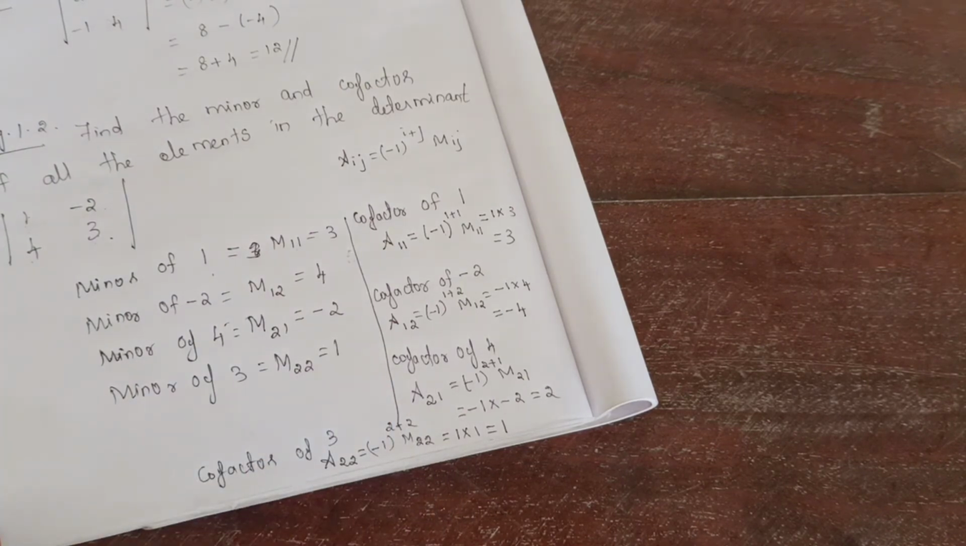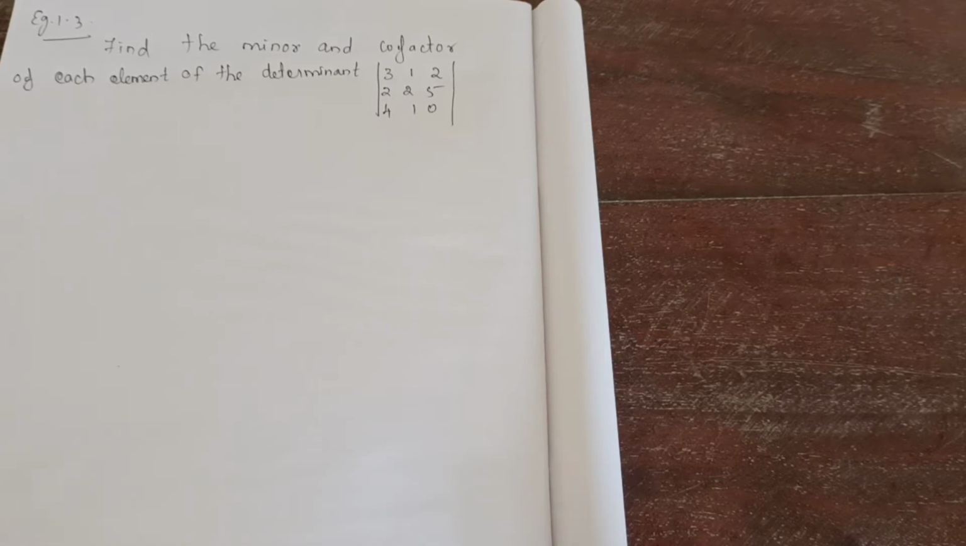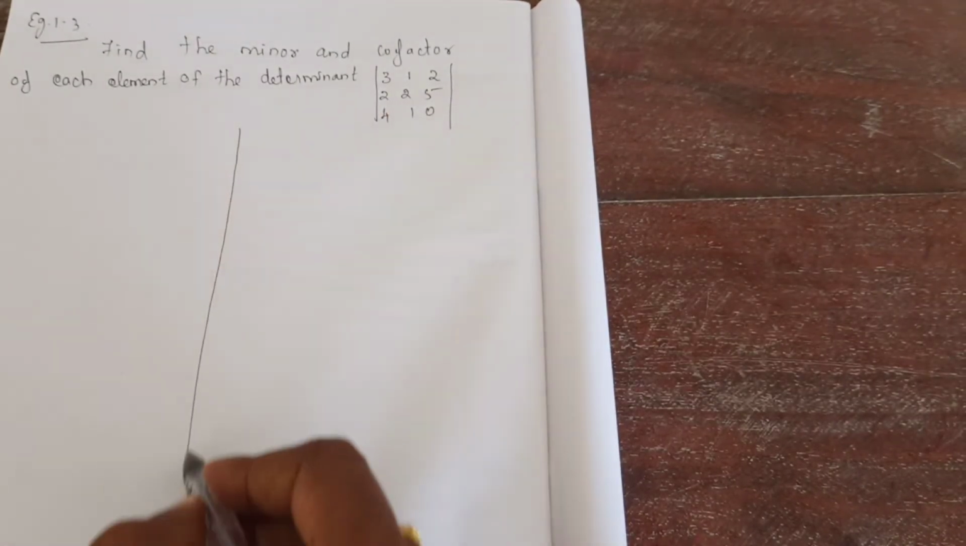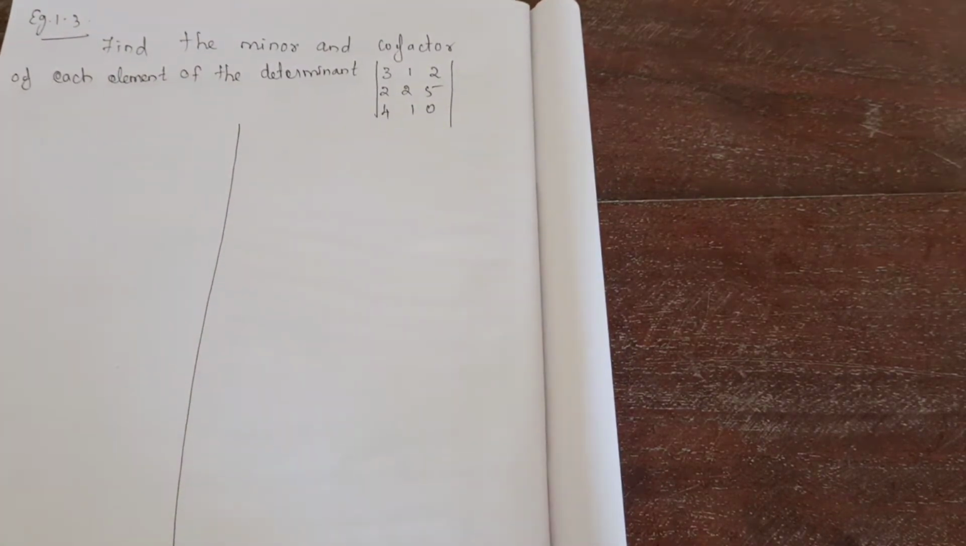Okay, let's move to the next question, example 1.3. Find the minor and cofactor of each element of the determinant. Till now I have explained the 2 by 2 matrix. Now it is a 3 by 3 matrix, so it is new for you. So I am going to do it like this: on this side I am going to find all the minors, and on this side all the cofactors.